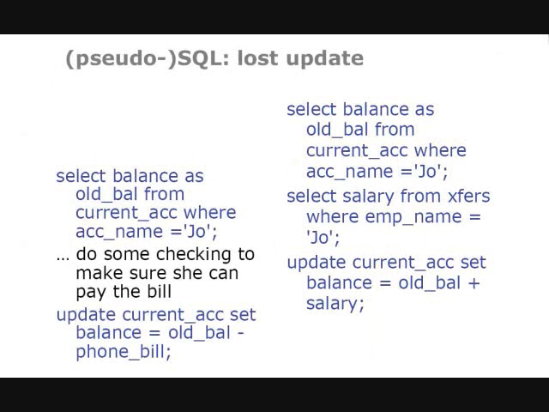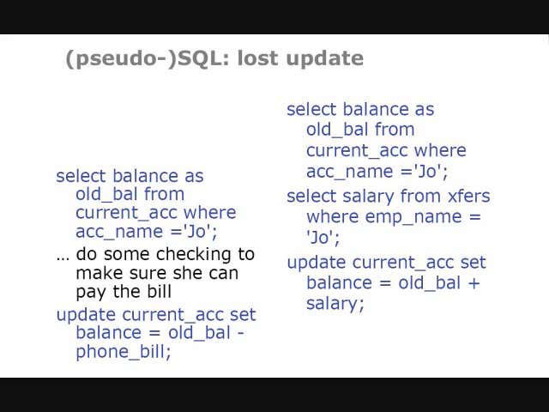So if you wanted to see it in semi-SQL, my first transaction might be saying SELECT balance AS old_balance FROM current_account WHERE account_name = 'Joe'. Then it maybe does some checking to make sure that there is enough money to pay a particular bill. And then it updates the current account, SET balance to old_balance minus phone_bill, let's say. So I'm taking £30 out for my phone bill or whatever.